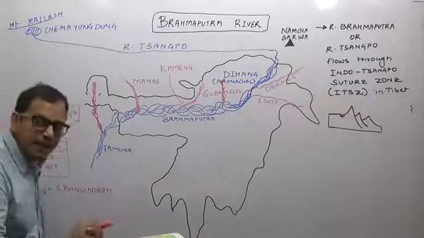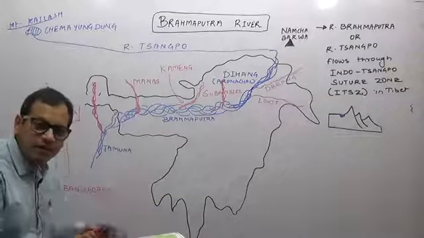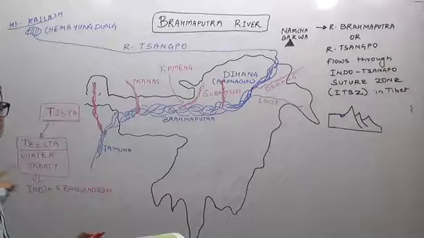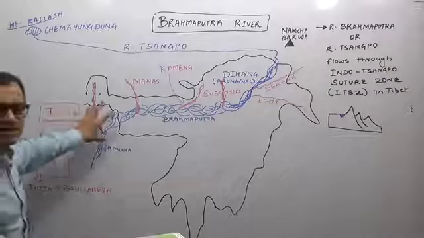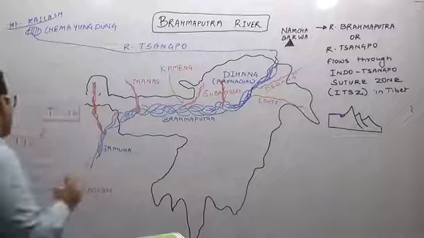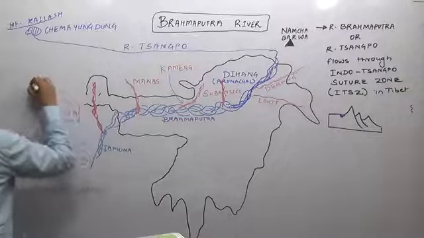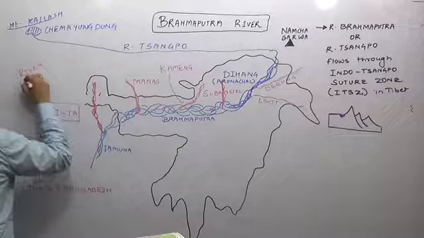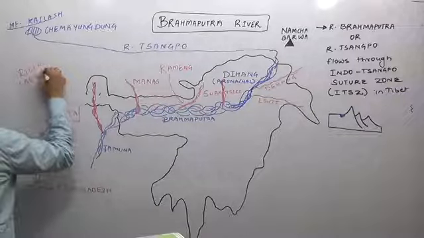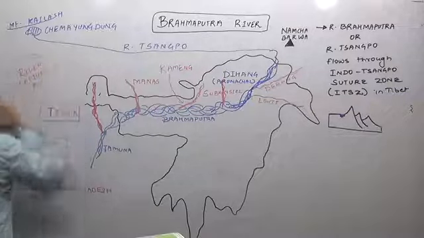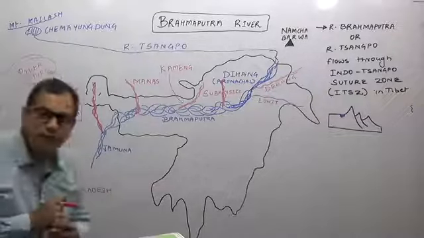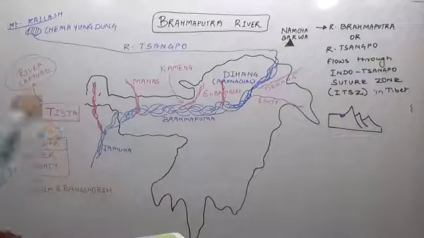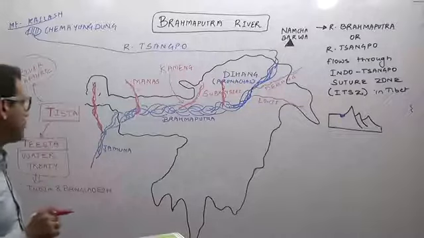If you remember the capturing of a river, we have done the river Teesta already, in the sense that it was initially a tributary of which river? Ganga. But now it has been captured by river Brahmaputra. It is an example of a river capture. How? Because Teesta was a tributary of river Ganga. Now it is the tributary of river Brahmaputra.